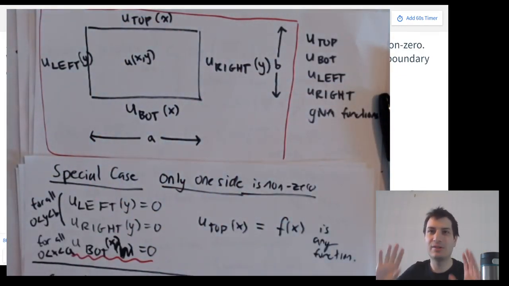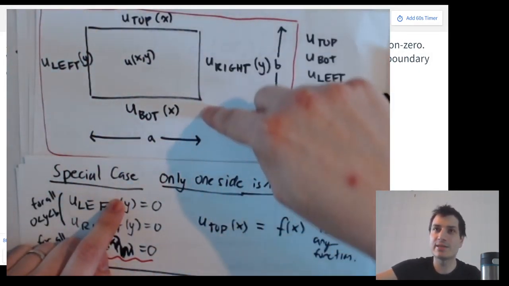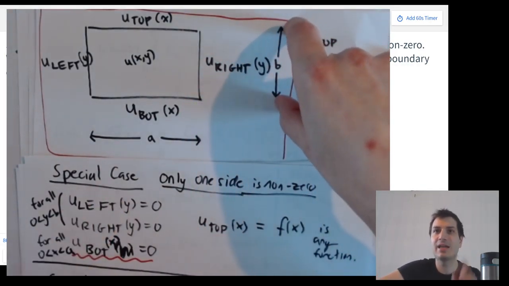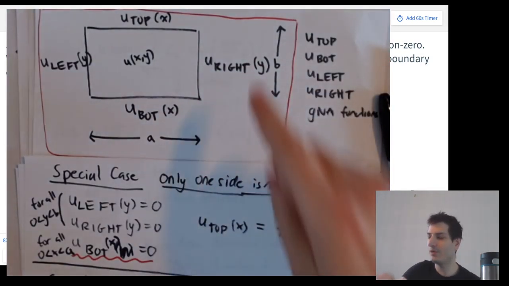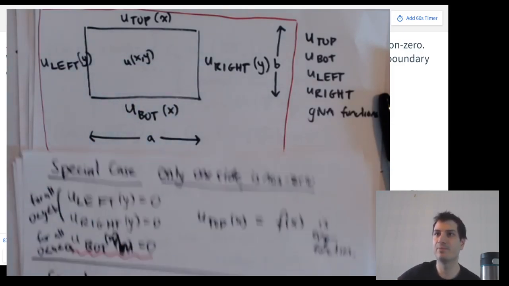You could imagine the same exact problem with three sides that are zero, and U right is the non-zero thing. And in that case, the integral goes from zero to B. So that is exactly right, and that's what's in the textbook. You can follow along with the textbook example if you want to see it that way. In my notes, I did exactly what I did with from zero to A.